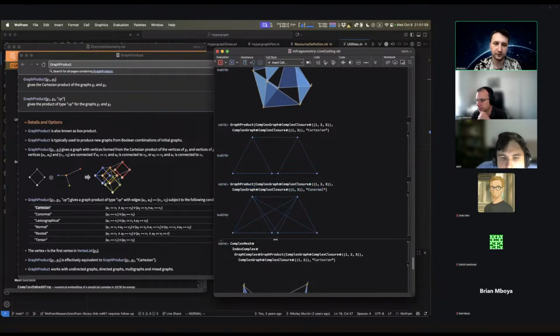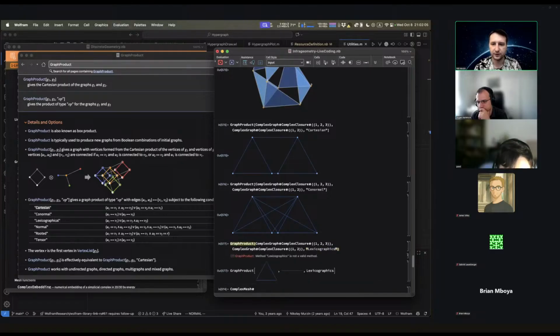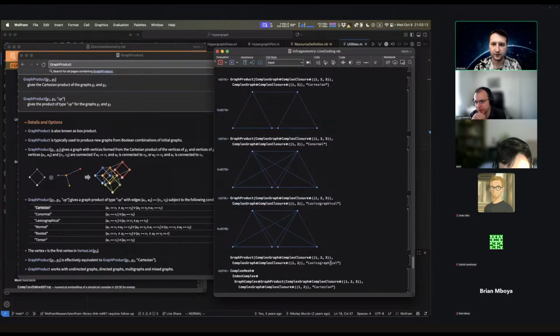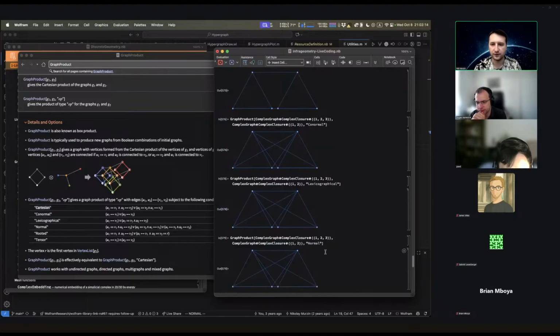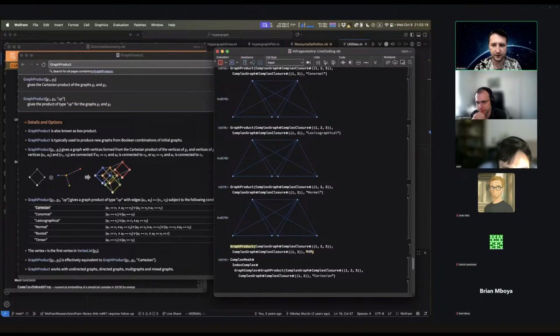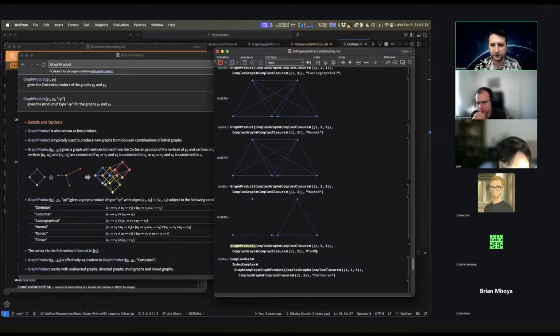Normal, lexicographical. It's the same thing, I think. Just normal. Again, not very different in this case. Rooted should be different. It's weird. Then the tensor product.